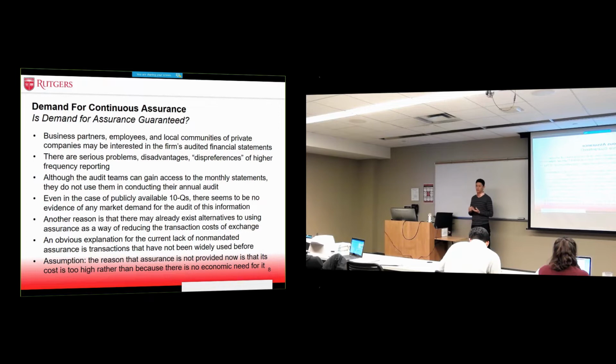Although audit teams gain access to monthly statements of the company, they don't use them much, and instead they just constrain themselves to the annual statements. Another reason is that there may already exist alternatives using assurance as a way of reducing transaction costs of exchange. For example, the paper discussed possible alternatives.